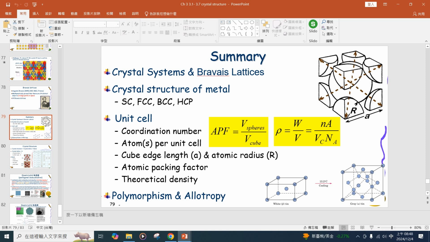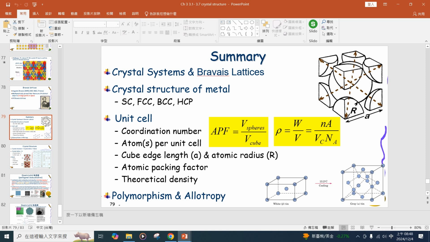And after that, you need to know atomic packing factor. The definition of the atomic packing factor is the volume of the sphere divided by the volume of the cube. That means what? How much volume is occupied by atoms in a unit cell? Right? Okay, and then after that we learn theoretical density.